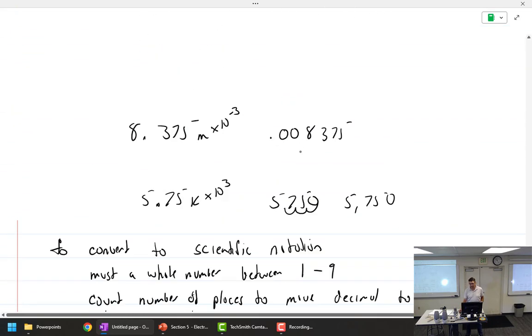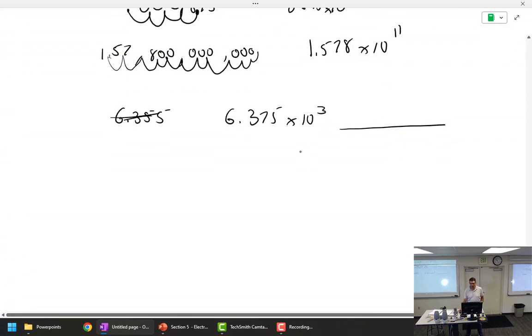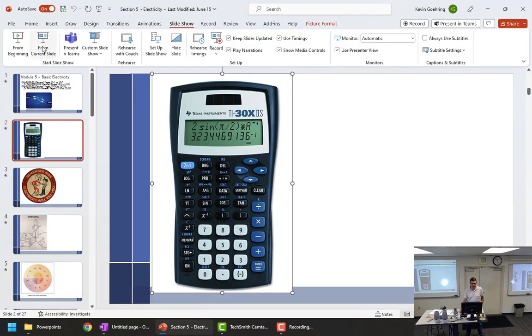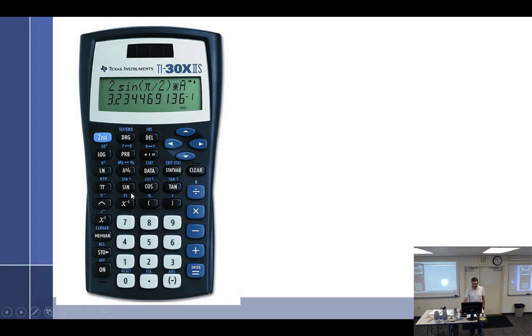So now we're going to use our calculator. I'll just go to this picture. There we go. And we are going to use this little EE key right there. There's the 7, it's right above the 7, the EE. So the way to do that: 6.375, the second key, the EE key, and then 3. What that is doing is saying 6.375 times 10 to the third. That's what I just told it. So let's try that.